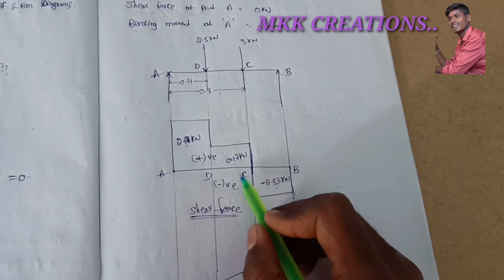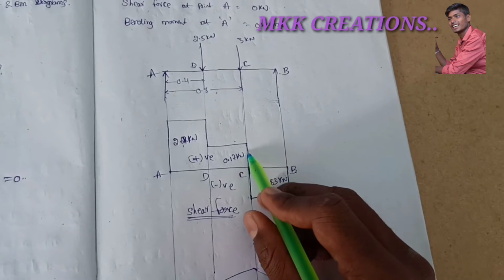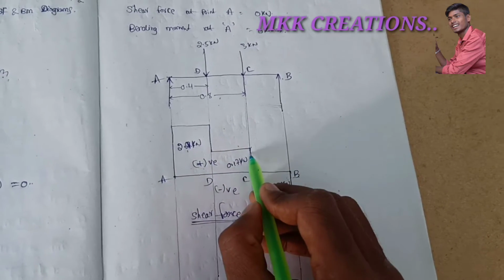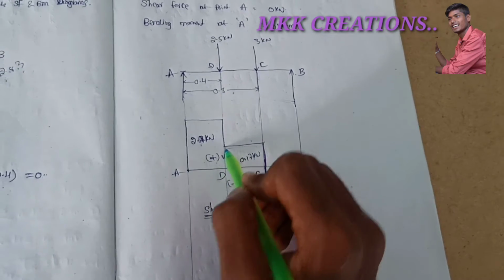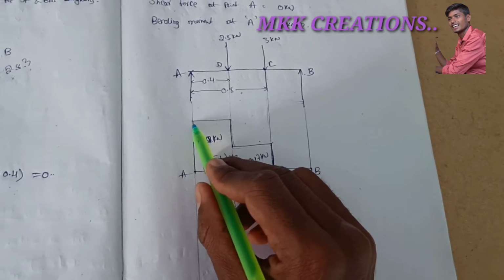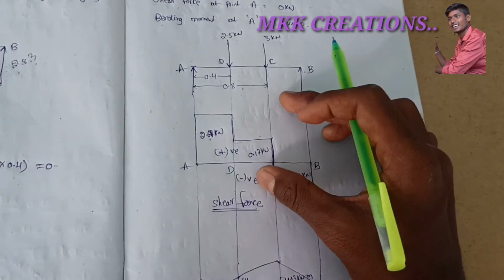And again the value is 0.17, moving towards the positive side at a certain height. Then in between DC there is no load, moving as a constant. And then again 2.67 moves upwards and constant. So this is the shear force diagram.